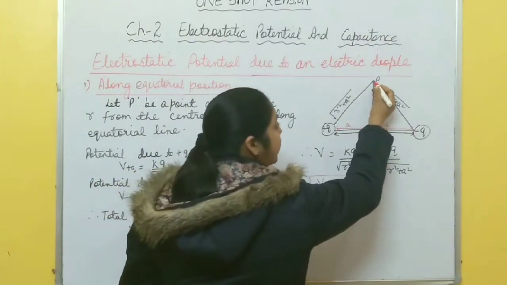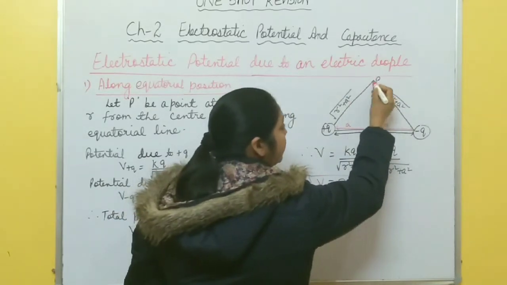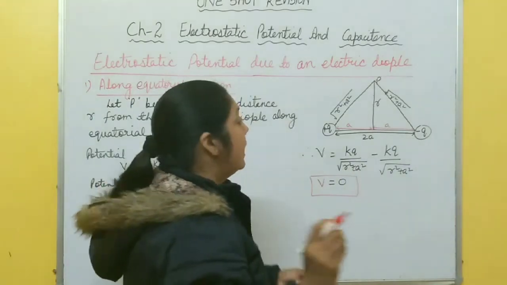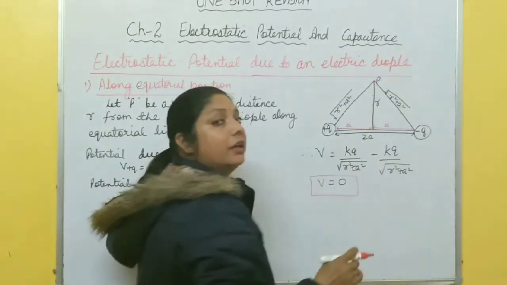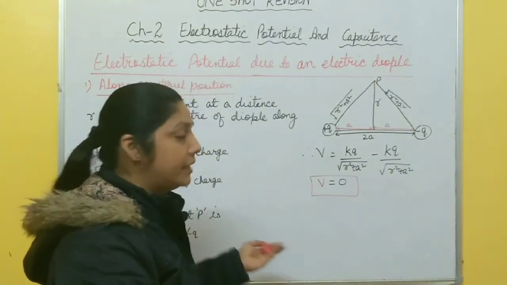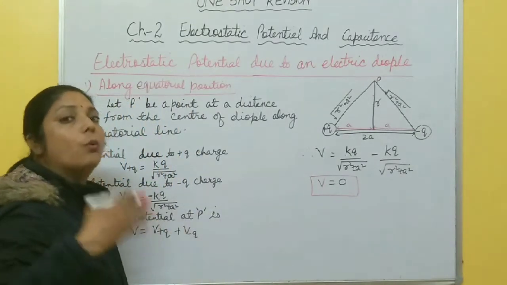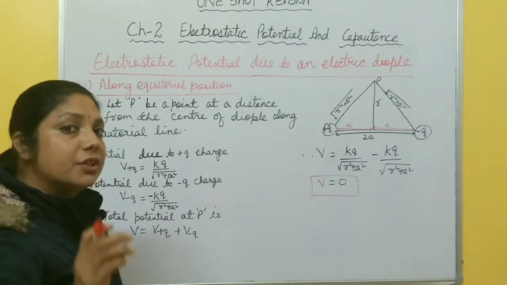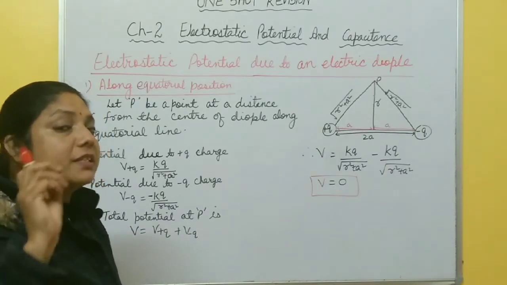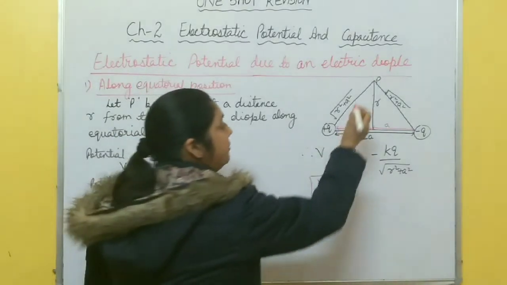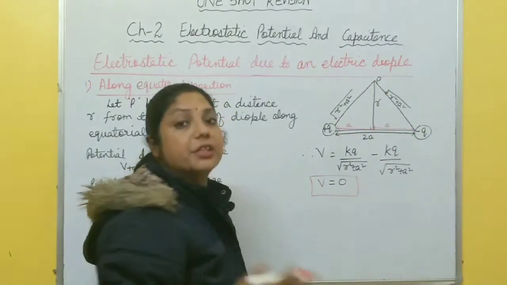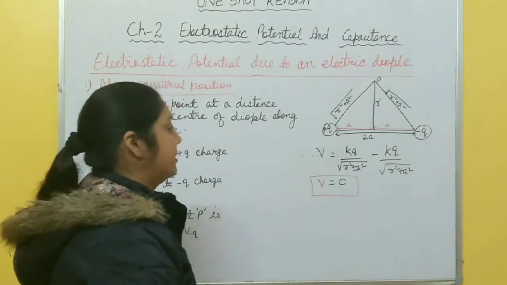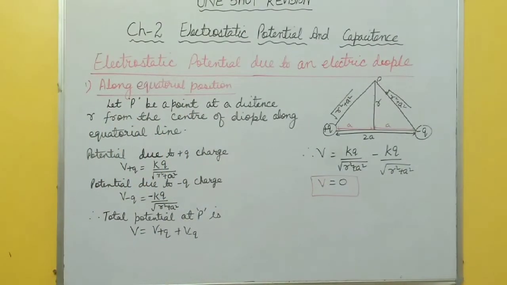So at this point also 0, at this point also; along this equatorial line, the total potential is always 0, and this surface is called an equipotential surface. I will discuss after this topic what an equipotential surface is: those surfaces at which the electric potential always remains constant. Here, at every point on this line the total potential is 0, so this surface is also an equipotential surface, right? It's clear, it's very easy to calculate.